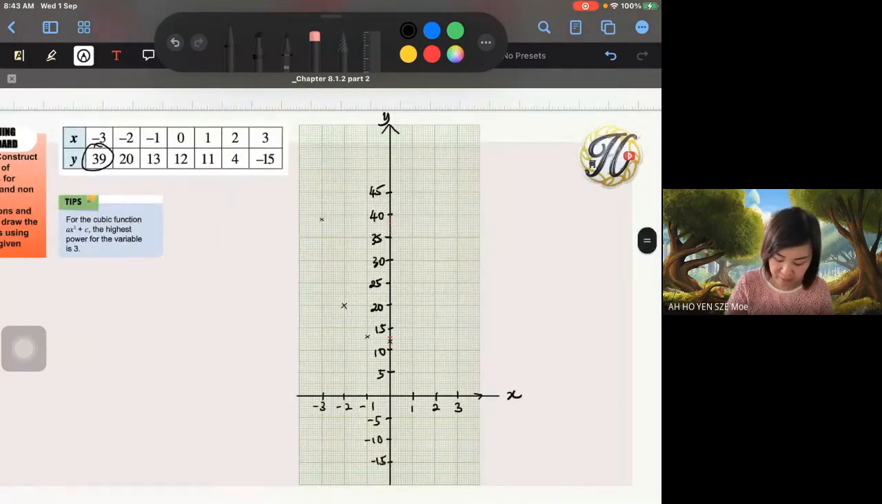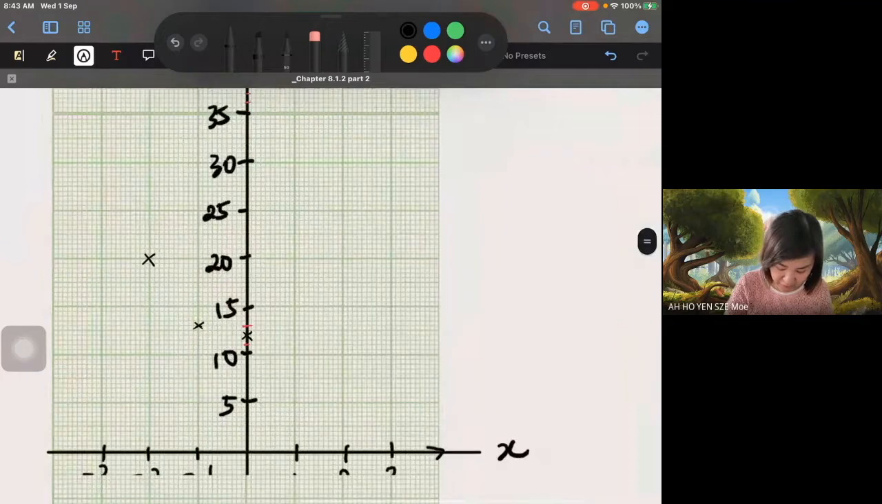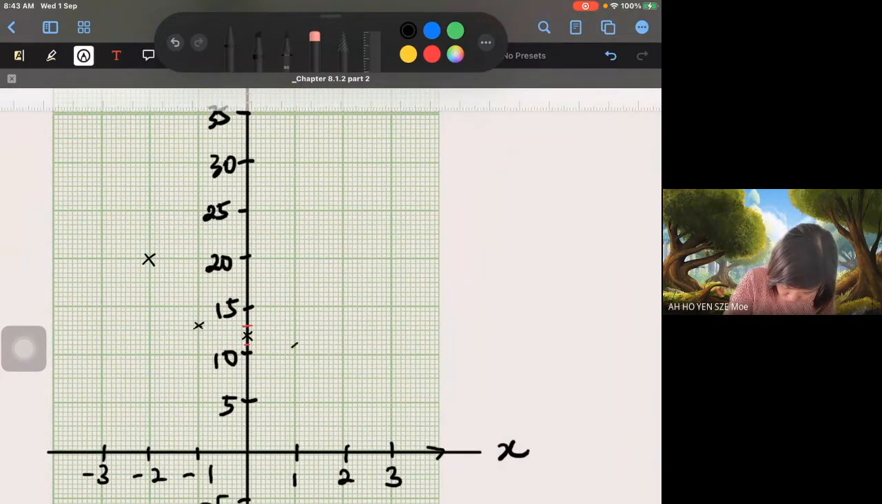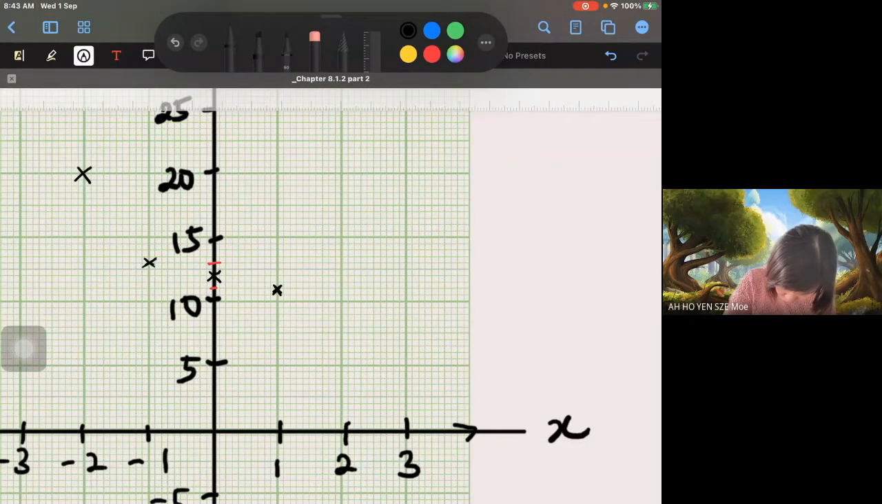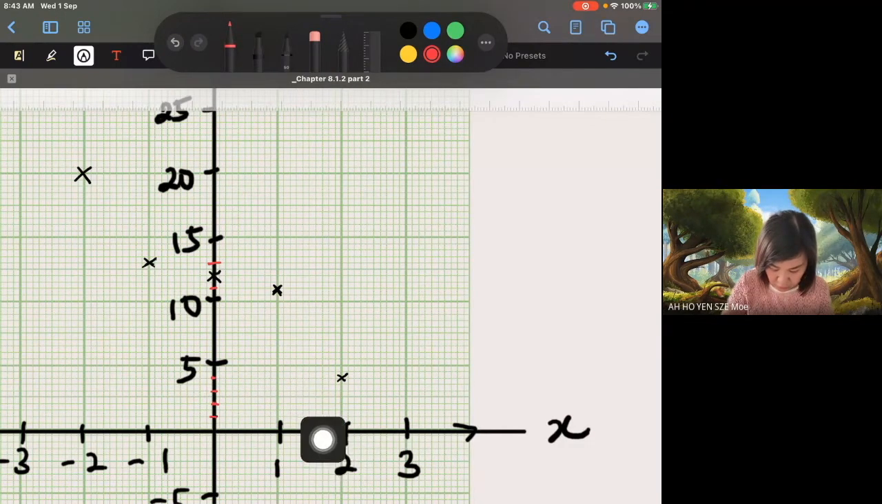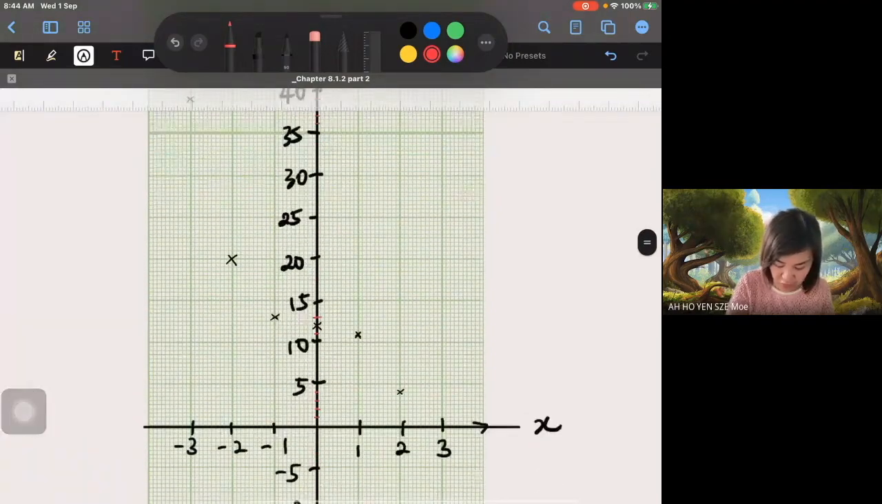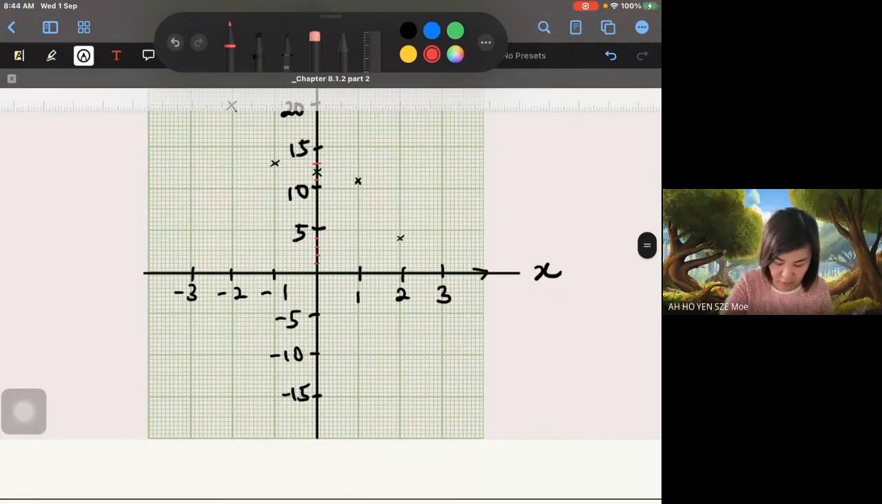Then 1, 11. The first one is here, 2 boxes up. Sorry, this is 1, 11. Then 2, 4. You see here, I want the red color. 1 here, 2 here, then 3, 4, then 5. You can see this one here is 4. So 2, 4. Everybody clear? The last one, 3, negative 15. This one no problem, direct here.